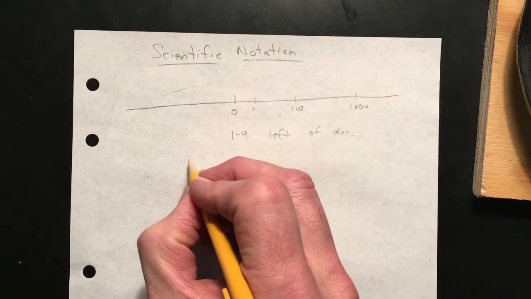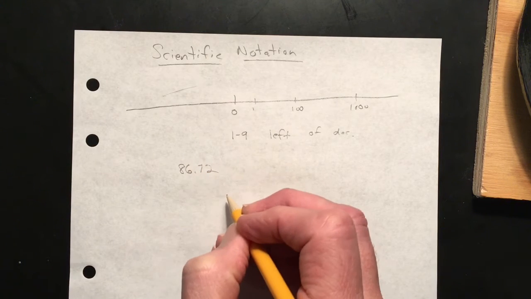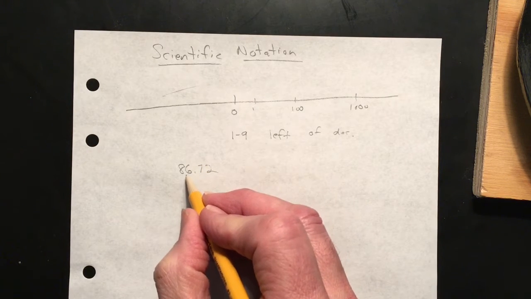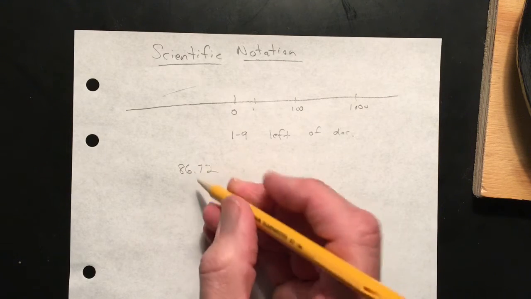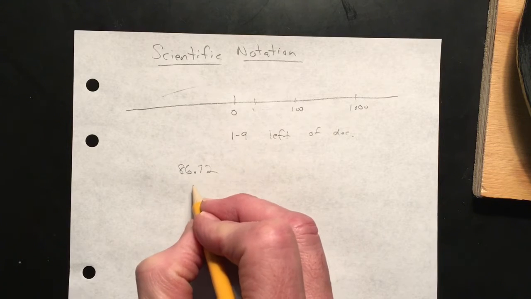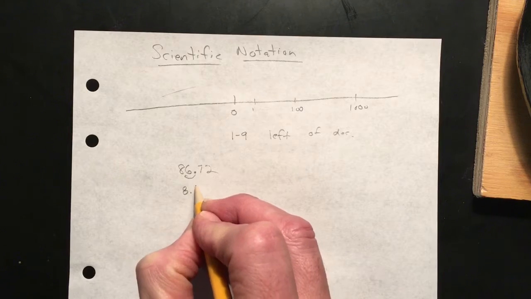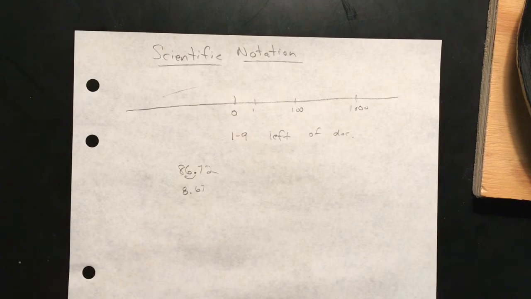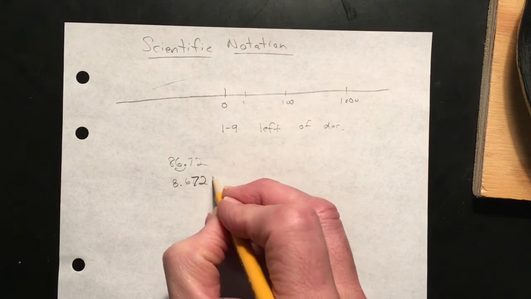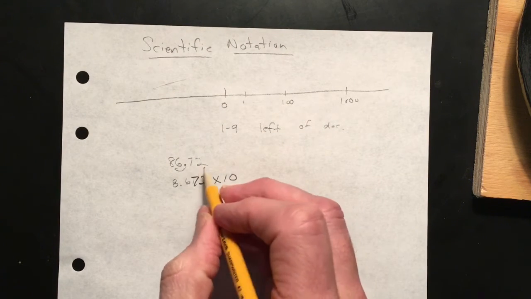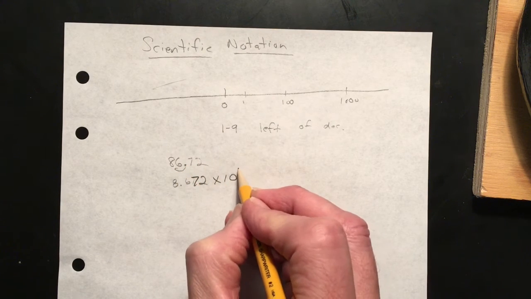So let's say we have an example of 86.72. In scientific notation, we just want to have one number to the left of the decimal. The decimal is right here, so we have to move it one place. So we have 8.672. Now it's going to be times 10 to some power. Well, we moved it one place, so the power is 1.